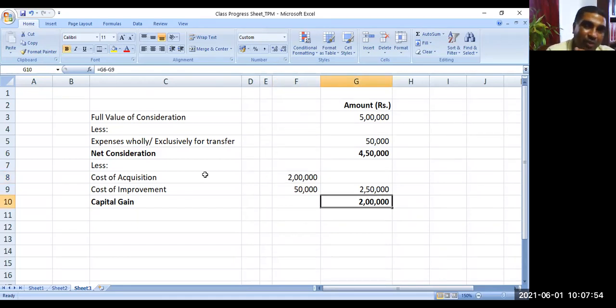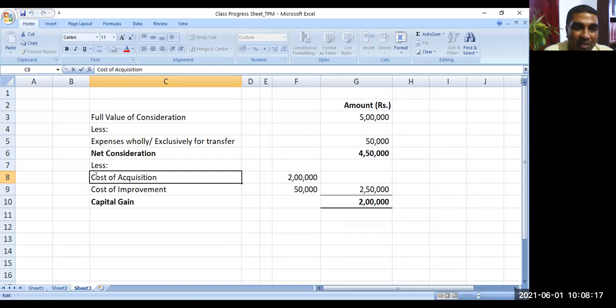So therefore, the cost of acquisition and cost of improvement. Let's say improvement cost you have incurred 5 years back. 5 years back, you have spent 50,000 rupees. But today, the value of that 50,000 rupees might be 1 lakh rupees, or might be 65,000 rupees. So what we will do, instead of deducting 2 lakh rupees or 50,000 rupees, we will be indexing it. Therefore, in case of long-term capital gain, what will happen? Instead of cost of acquisition, what will we write? Indexed cost of acquisition. And instead of cost of improvement, indexed cost of improvement.